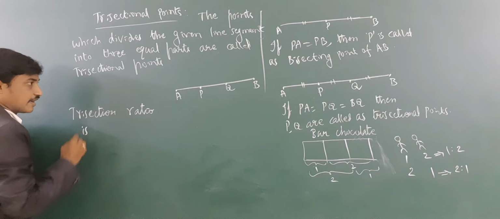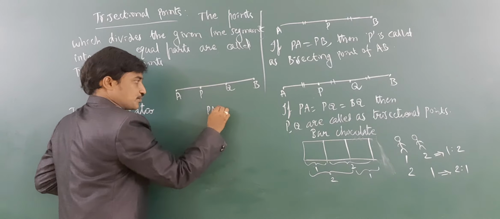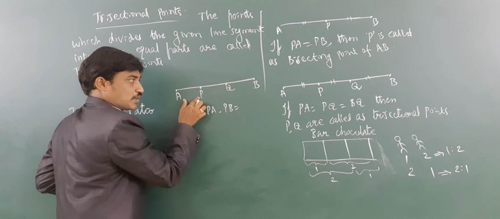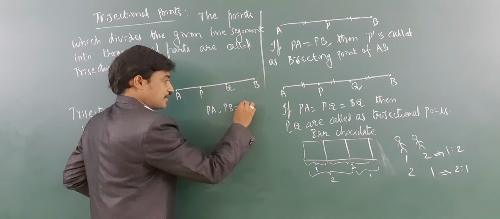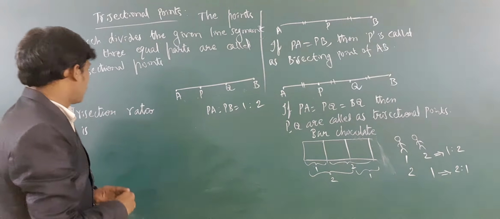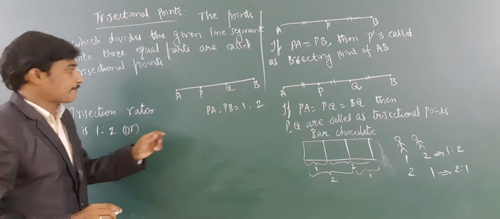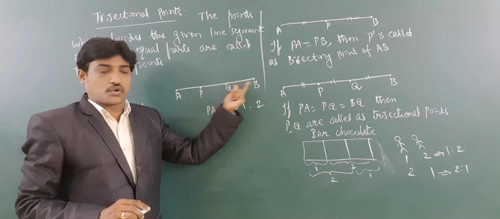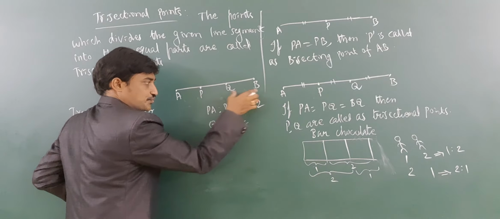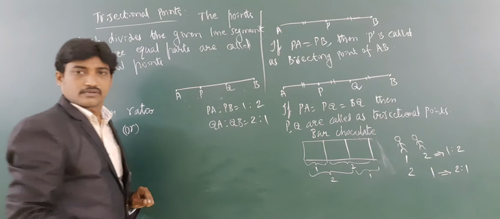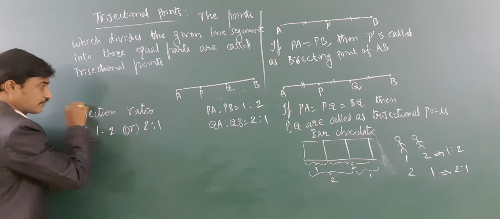is here AP is to PB. If we take AP is to PB, it is one part and PB is two parts. It is 1 is to 2. So trisection ratio is 1 is to 2. Or here QA is to QB is 2 is to 1. So trisection ratio is 1 is to 2 or 2 is to 1.